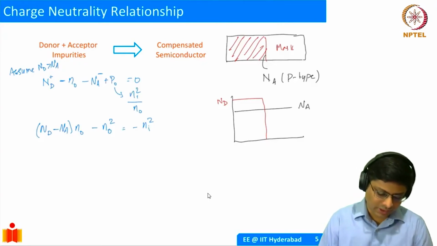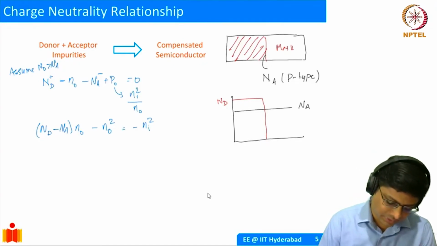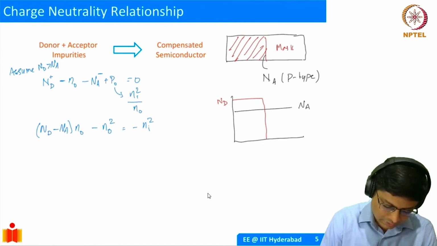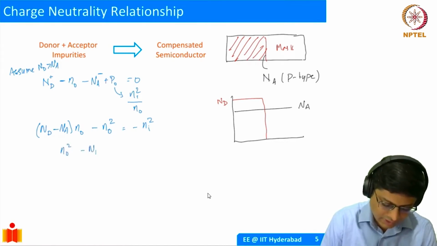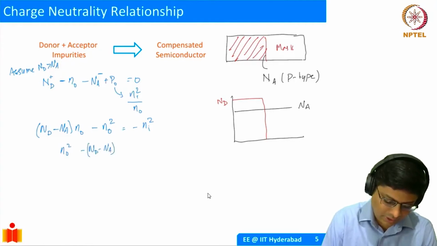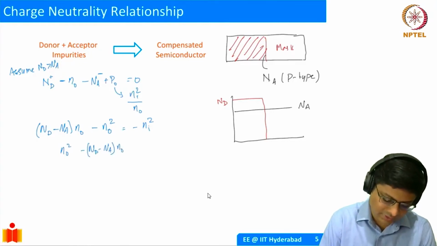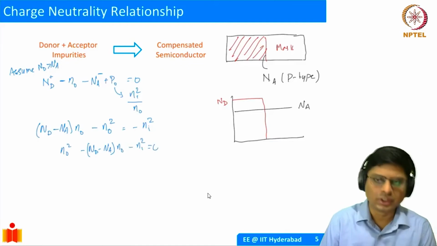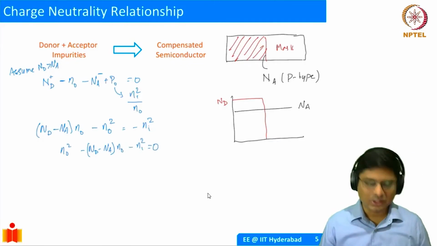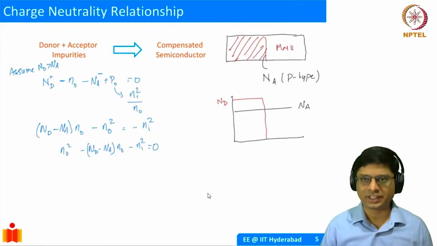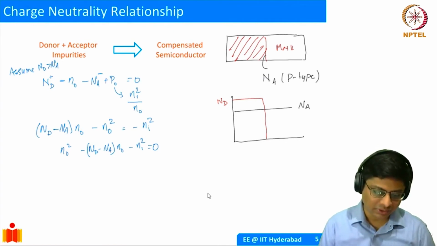All right. If I do this, I'll rearrange terms. So I'll say N naught square, I'll take it to the other side so that it's positive, minus (Nd minus Na) times N naught. Again, I'll leave it, minus Ni square equal to 0. So essentially what we're seeing is your carrier density is a quadratic equation. So you could simply write out the solutions.